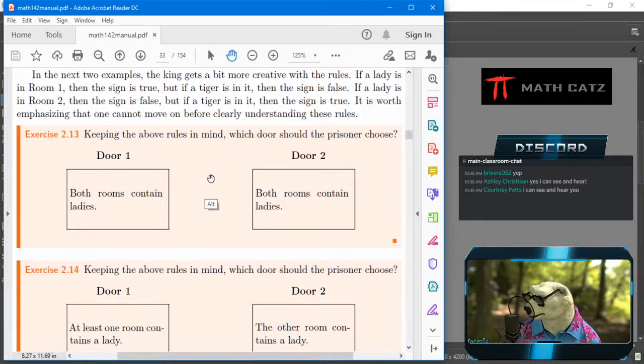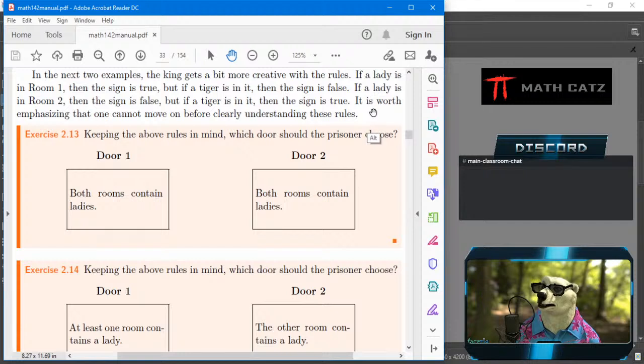In the next two examples, the king gets a bit more creative with the rules. I just put it up here so it's not repeated in each exercise. It applies to both of the next two. If a lady is in room 1, then the sign is going to be true. But if a tiger is in it, then it's false. If a lady is in room 2, then the sign is false. But if a tiger is in it, then the sign is true. And this is all the king's extra information.